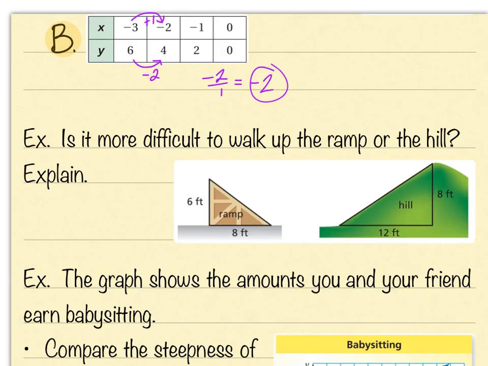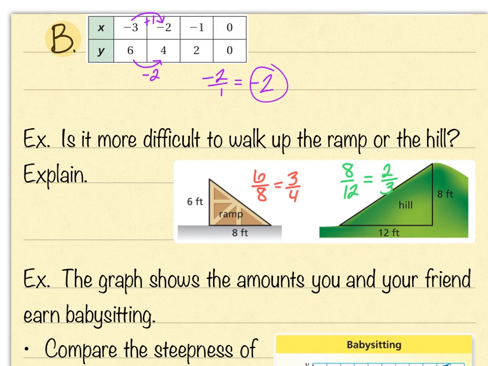The next example says, is it more difficult to walk up the ramp or walk up the hill? So the steepness of both of these, remember, can be measured by the slope. So if I do the slope of the ramp, the rise is 6 and the run is 8, and that's going to reduce to 3/4. If I do the steepness of the hill, the rise is 8, the run is 12, and that's going to reduce to 2/3. So then I have to think, okay, which is bigger, 3/4 or 2/3?